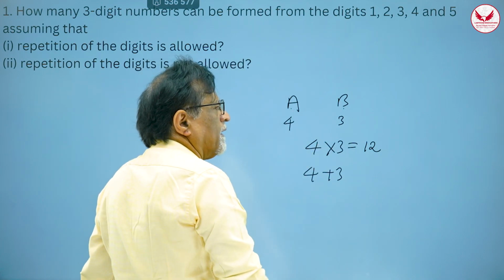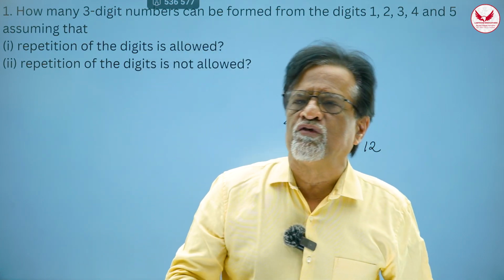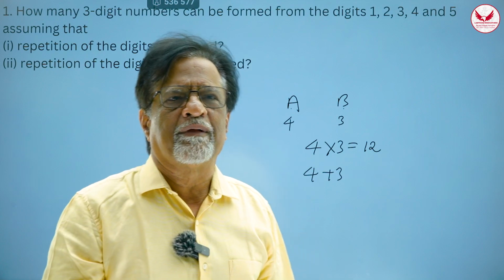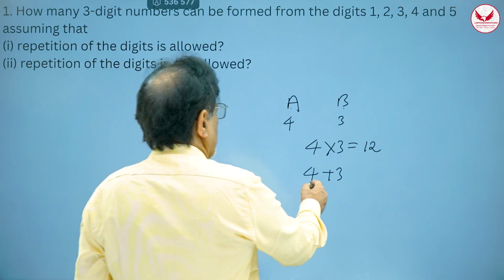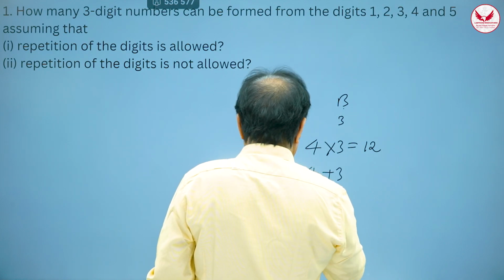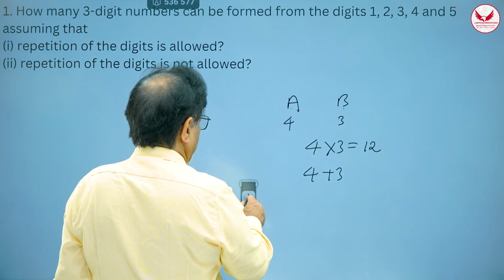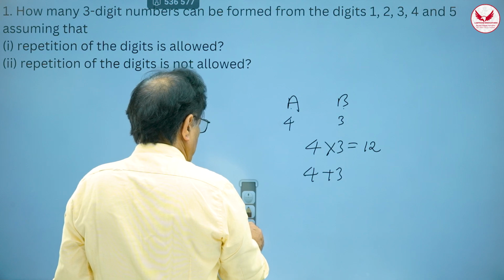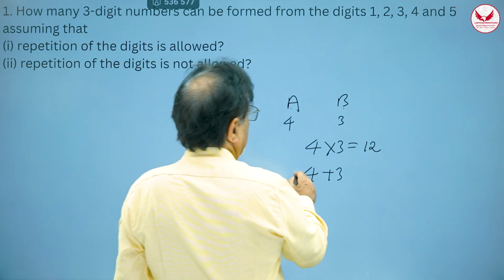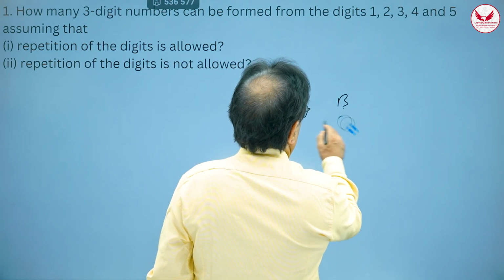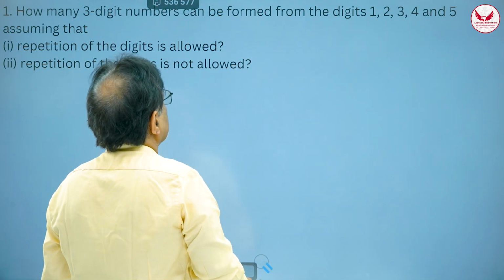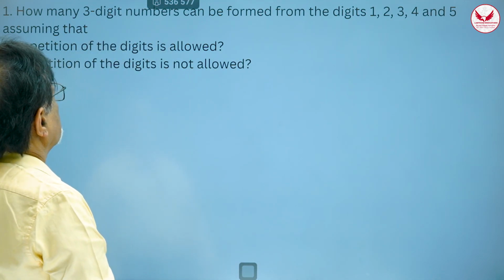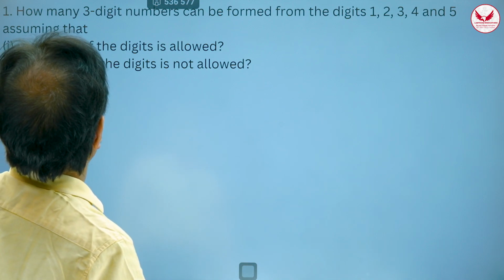Now this principle need not be confined to only two jobs. There could be multiple jobs. If there are n number of jobs, you have to multiply n number of times, okay? So let us take some concrete examples from your NCERT book, right? I am going to follow the NCERT book and I will solve all the exercises which are given in it.